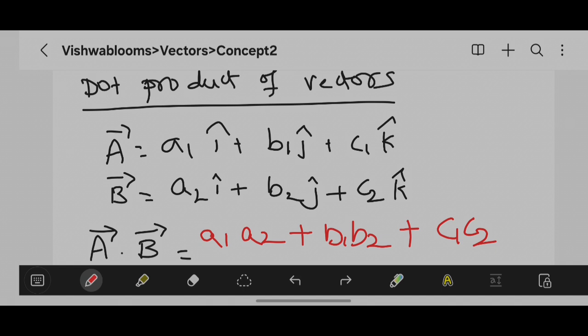Now suppose B2 is 0. So B1 into 0 is 0, that is, there is no term here. So A1 A2 plus C1 C2. Like that you are supposed to do. That is the thing.